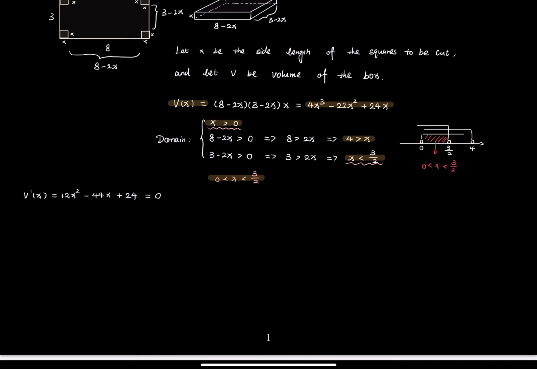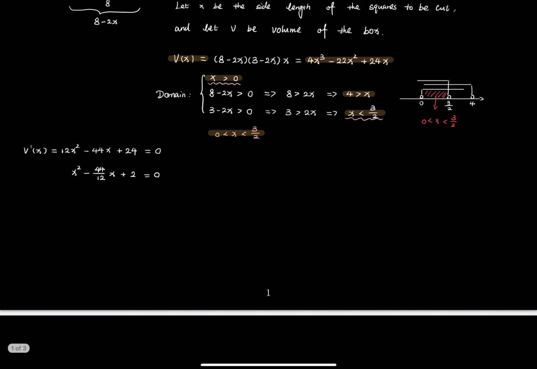Alright, you can see that this is a quadratic formula. So we can factor things out. But before that, I think I'm gonna divide by 12 first, so it's easier for me. So x squared minus 44 over 12x plus 2 equals 0. Of course, you don't have to do that. You can just solve it directly.